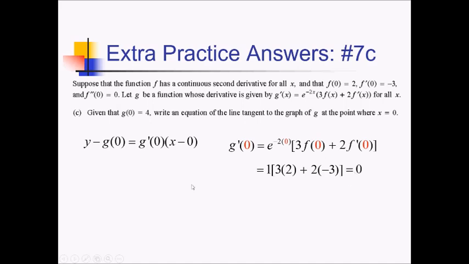So plugging it all in, we have y minus 4, that was our g of 0 value, equals 0, that was g prime of 0, times x minus 0, which is great, kind of useless. So this is actually our tangent line. You could leave it in this form, or if you really wanted to, you could zero everything out on the right side and add 4 to get the horizontal line y equals 4.